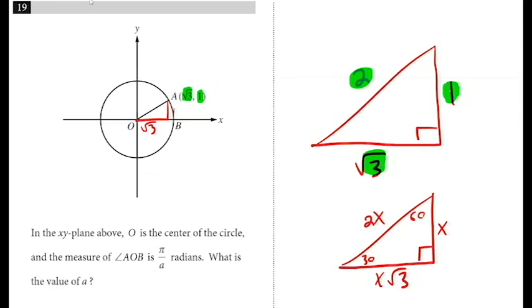And with that lineup, that means that across from the x, the smallest angle, that's our 30. Across from the root 3, that's our medium angle, it's 60. And across from the 2, that's our large angle, that's our 90. So what we did here is we noticed that we had a right triangle with some of the elements of a 30, 60, 90, and from that we can get the angles. So angle AOB is this 30-degree angle here, and the question is asking for that in radians.